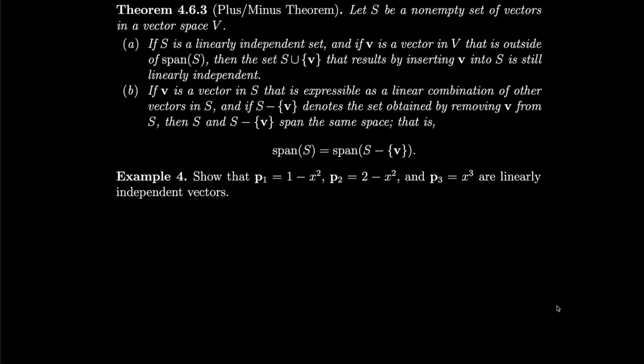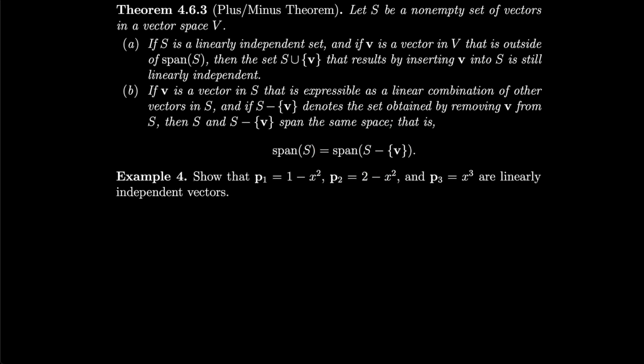Next up, we have the plus-minus theorem. If S is a non-empty set of vectors in a vector space V, then if S is a linearly independent set, and if v is a vector in V that is outside of the span of S, then the set S union v, that results by inserting v into S, is still linearly independent. If v is a vector in S that is expressible as a linear combination of other vectors in S, and if S minus v denotes the set obtained by removing v from S, then S and S minus v span the same space. That is, the span of S is equal to the span of S minus v.